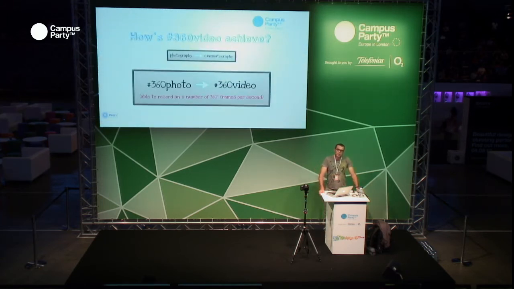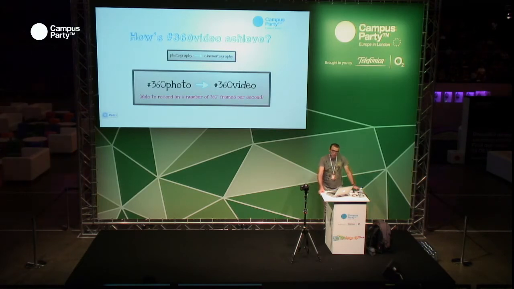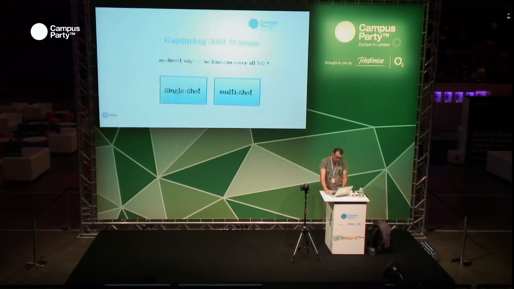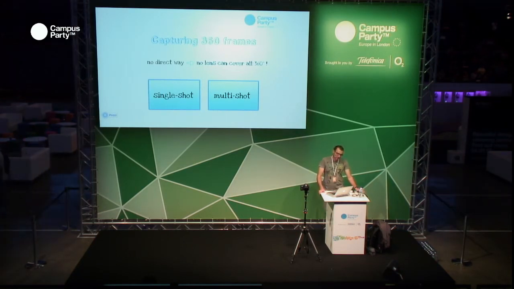So how do we achieve 360 degree video? This is something similar to what happened with photography and cinematography. When we were able to capture a number of photos per second, then we had video. So in the last years, 360 photo has developed a lot, and eventually we've managed to get those techniques that would allow us to record an X number of 360 frames per second, and thus we have 360-degree video. And I'll go now into the capturing techniques, so you get a little idea about how it's done.